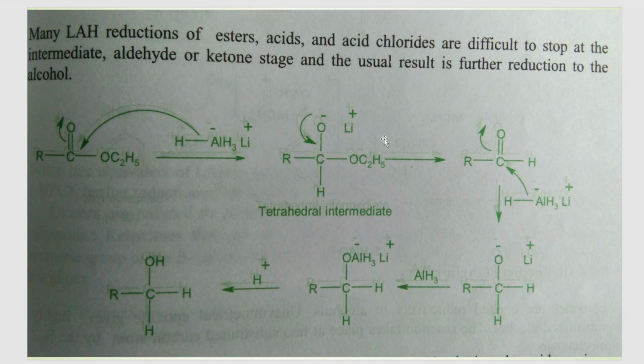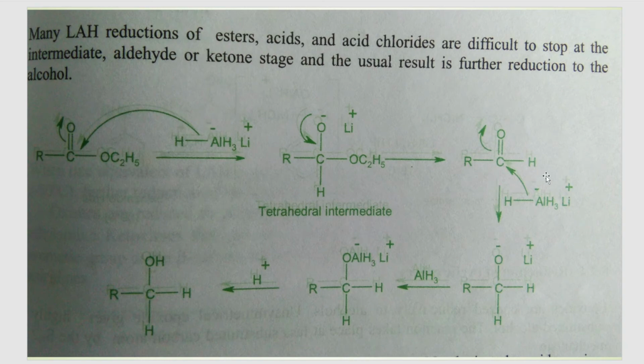So here you can see now once again there is elimination of this group, that is OC2H5 will go out. Elimination of that particular group along with lithium takes place, that is LiOC2H5 is eliminated, and this minus charge on oxygen is shifted back as a double bond here. So what do we get? We get an aldehyde.